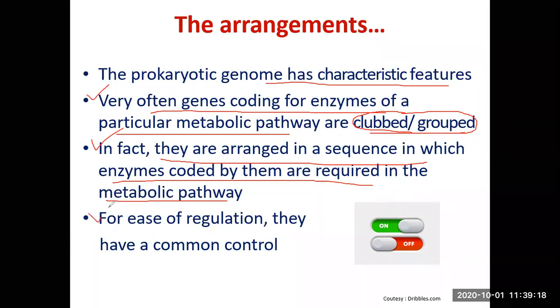And very often, for ease of regulation, they have a common control. Instead of having independent controls for the expression of those genes, to switch on and switch off: expression switched on means genes will be transcribed, and expression switched off means the transcription will be stopped. So for that group of genes, they have a common control. That means you have just one switch. You switch it on, expression of all genes will start, and if you switch it off, expression of all genes will stop.